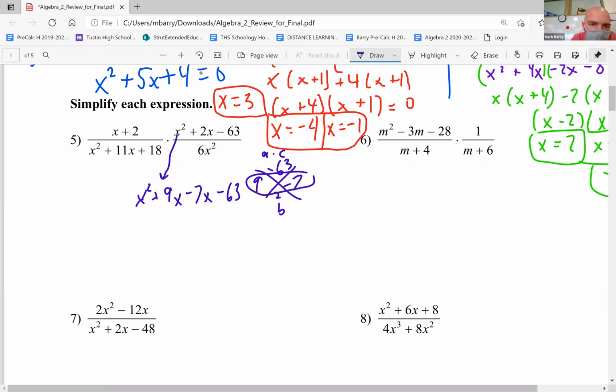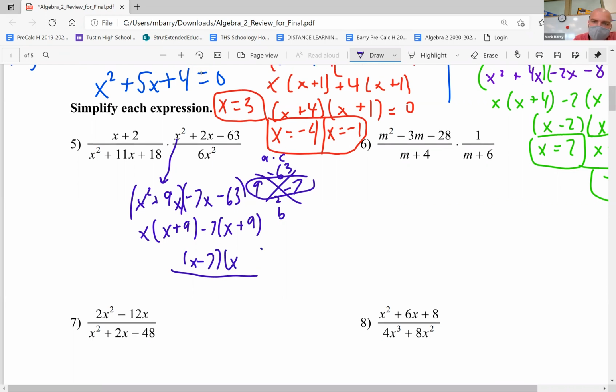I do my grouping here. The first group, I take out an x, which leaves me with x plus 9. Then I take out a negative 7, which turns this into a positive x plus 9 as well. So then I know I can turn this into x minus 7 times x plus 9.